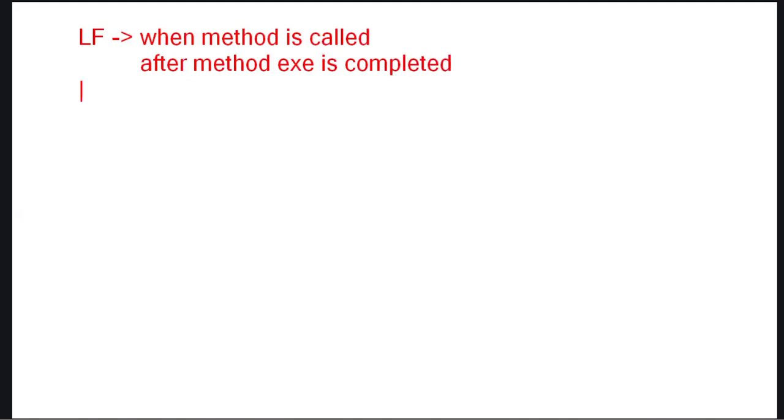Tell me, where can I access this variable? Scope means what? Where I can access. Where can I access a parameter and a local variable? Only within the same method. If you try to access it in another method, the compiler will throw an error.